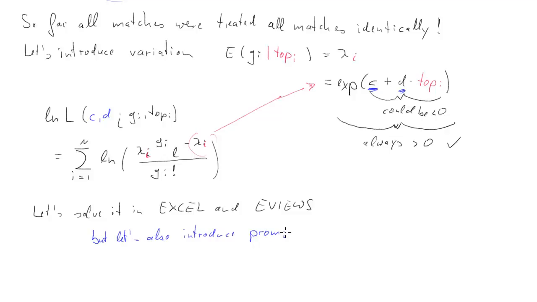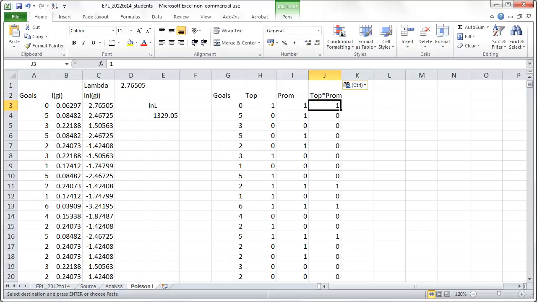So that's the prom I variable. And then perhaps it's the matches where a top team plays against the promoted team which deliver the most goals. So I also create a variable top I times prom I. This will take the value 1 when a top team plays against the promoted team, and the value 0 on all other occasions. So prom I is a dummy variable as well, equal to 1 if there's a promoted team involved.